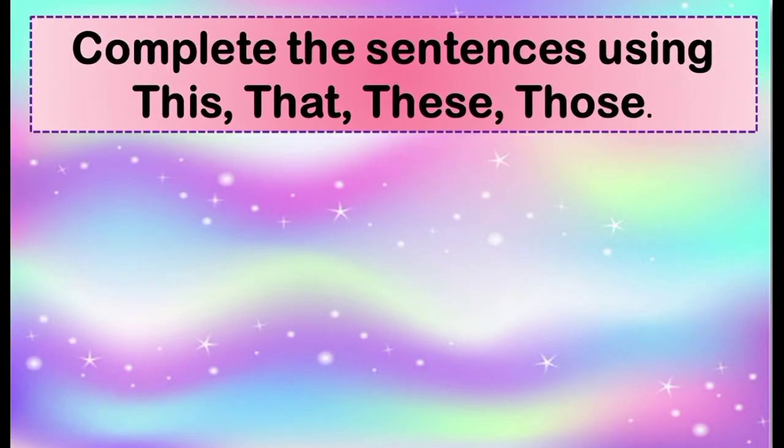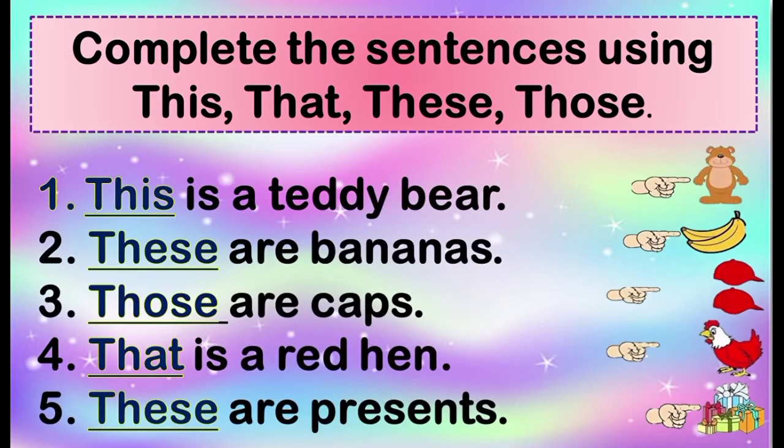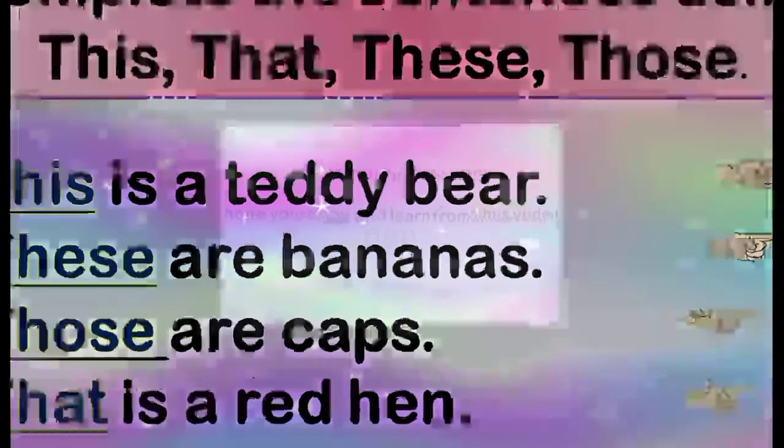Complete the sentences using this, that, these, and those. Number one, this is a teddy bear. Number two, these are bananas. Number three, those are cups. Number four, that is a red hen. Number five, these are presents.